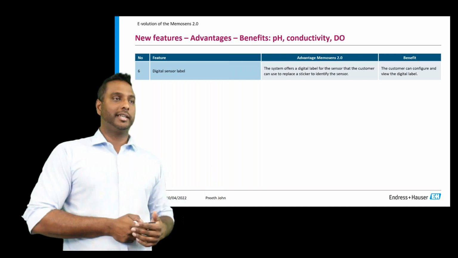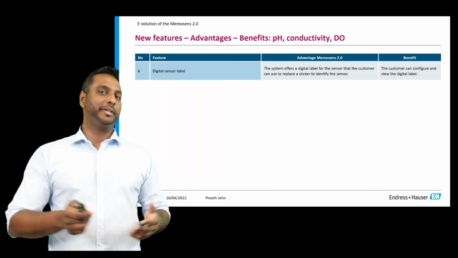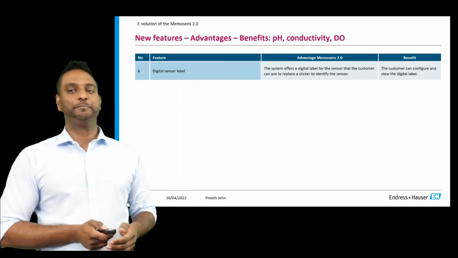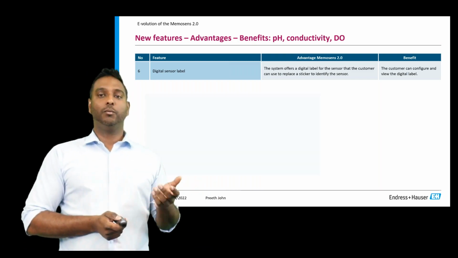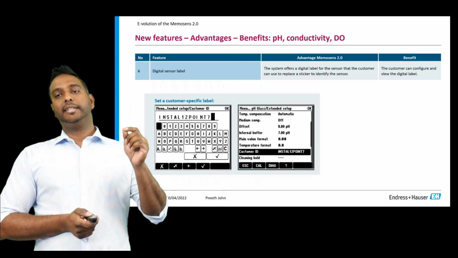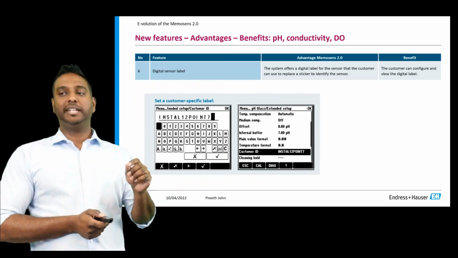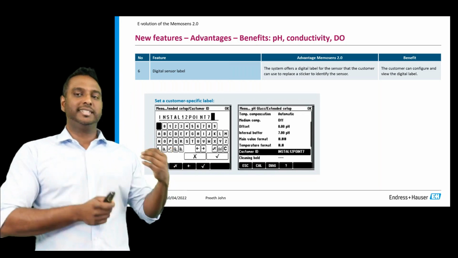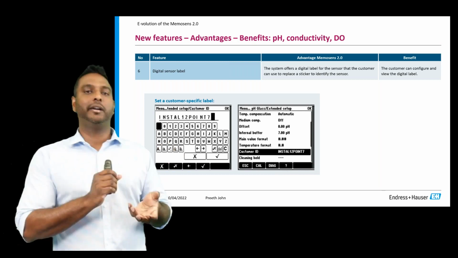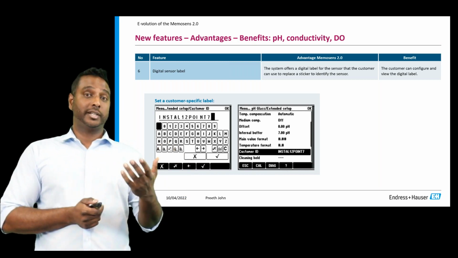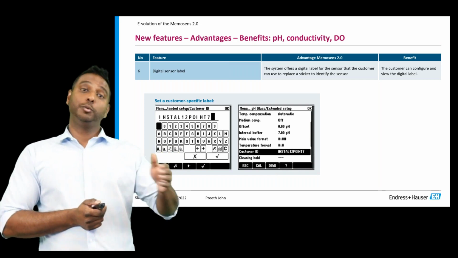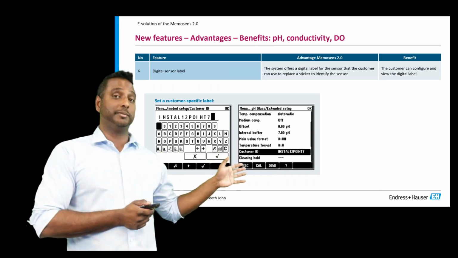Digital sensor label. Now, you might wonder why you would be worried about this, but let me explain. A digital sensor label is also known as a tag. Now, what is a tag? A tag is intended as an assist to make sure that the sensor and the transmitter are paired for that application. This means that if the sensor was incorrectly tagged, it will be rejected by the transmitter.